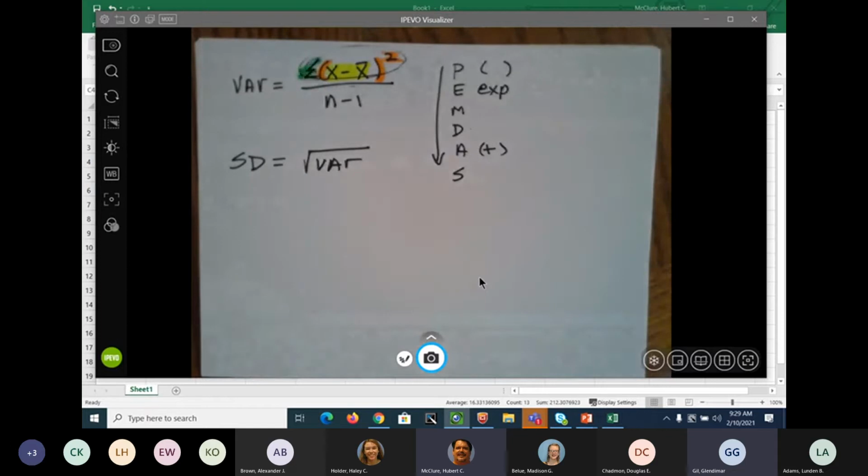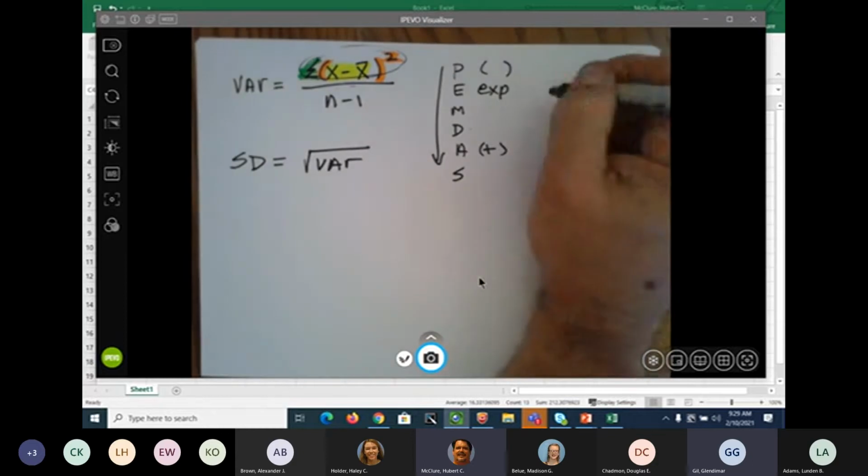Capital sigma means add all those numbers up. It's called summation. Write that down. I thought we covered that. I'm sorry. No, we did. I just completely. Okay. Sigma, you're the only one communicating with me.